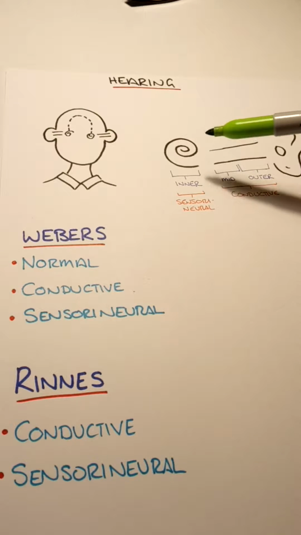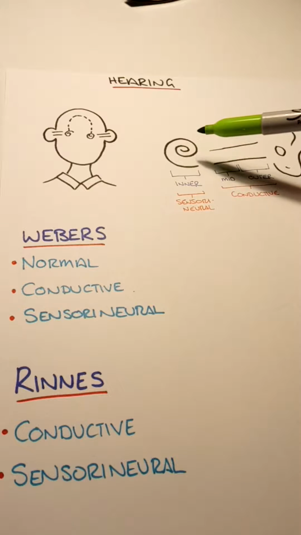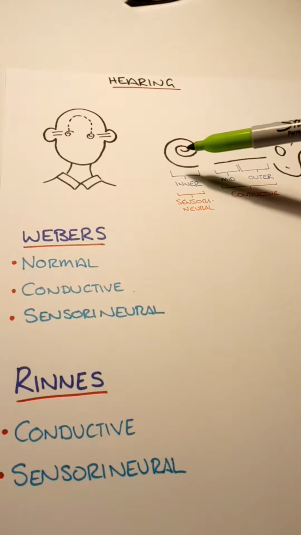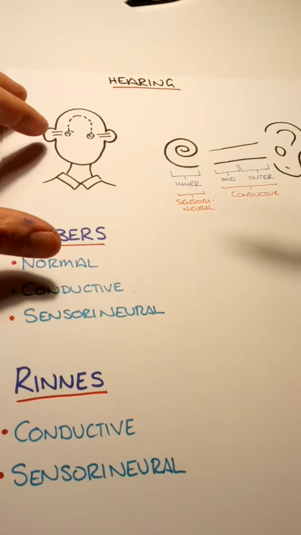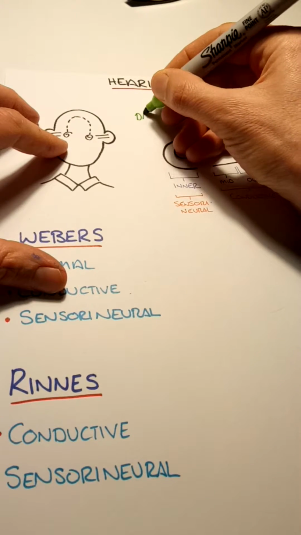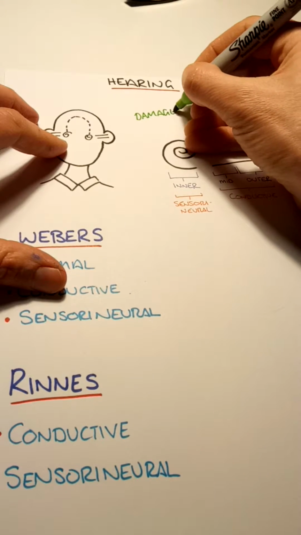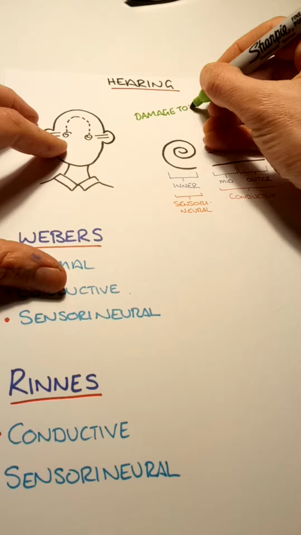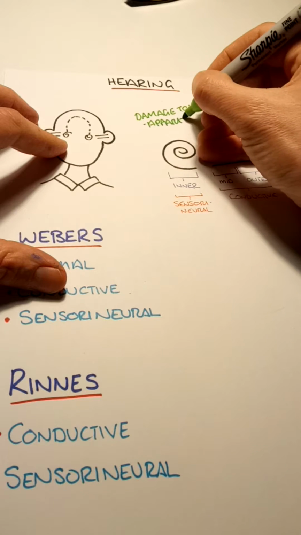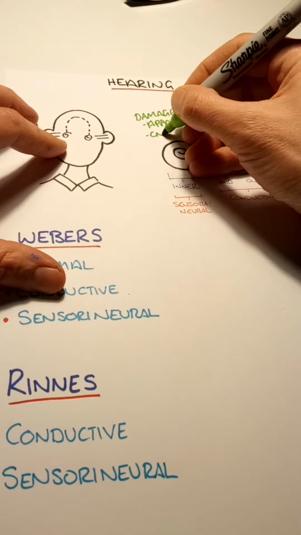And then sensory neural hearing loss. This occurs if there is damage to the hearing apparatus, so your cochlea and all the internal gubbins of that, or damage to the vestibulocochlear nerve, cranial nerve 8. So we can put damage to the hearing apparatus or cranial nerve 8.